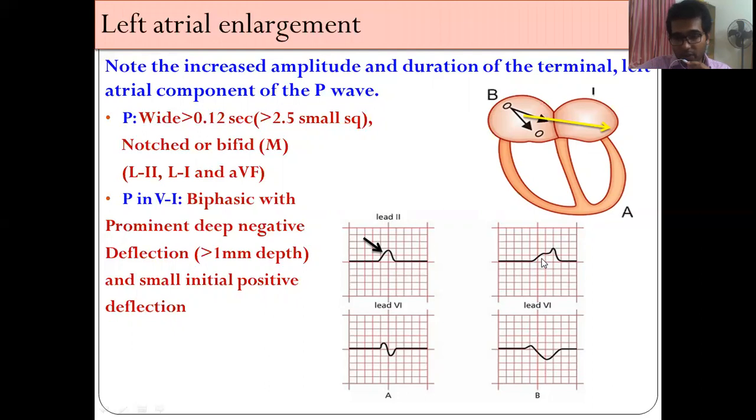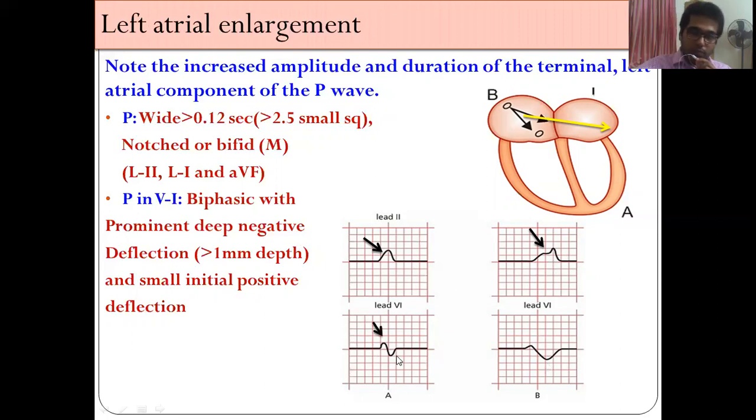Now the total duration is more than 3 small squares, or more than 120 millisecond. So these are the most prominent findings in case of left atrial enlargement: this bifid P wave, P mitrale, and the increased duration of the P wave.